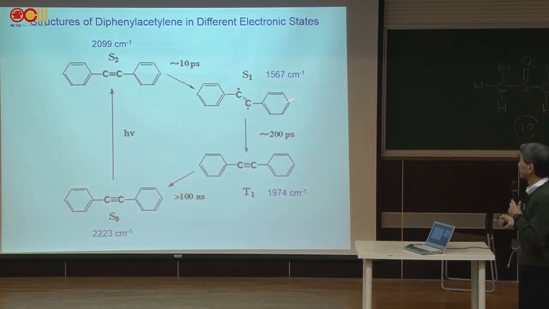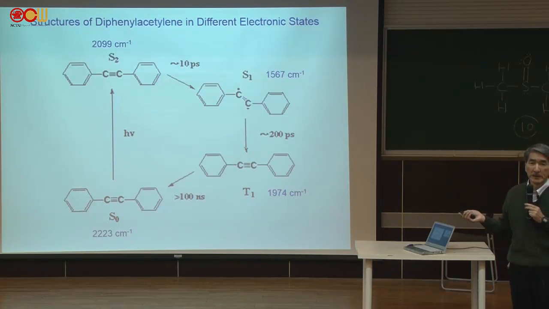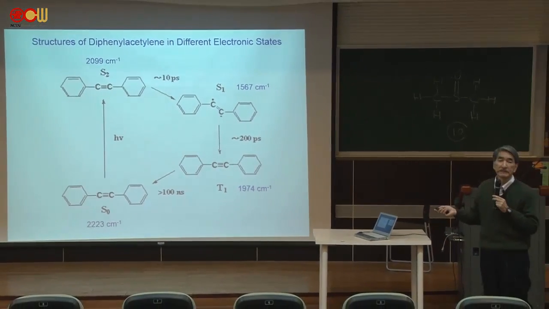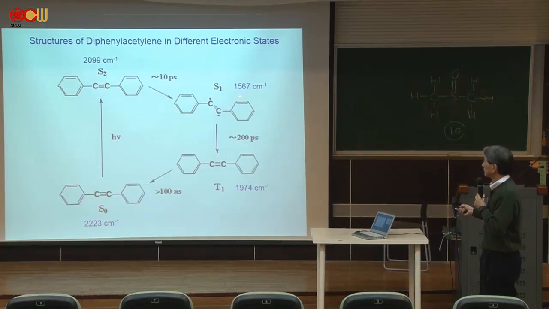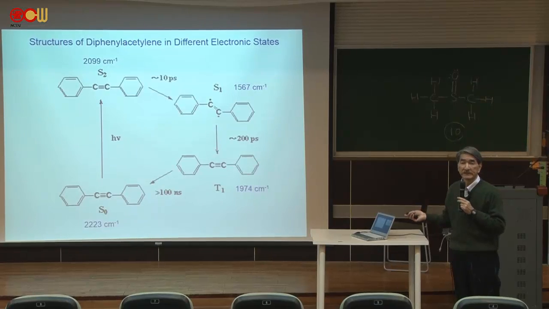But if you look at this one, we are very surprised that in the S1 state, the lowest excited singlet state, the wave number was 1567. The 1567 is the wave number of the double bond. So we found that in the S1 state, the diphenylacetylene takes this kind of structure. It's very similar to styrene. If you have two hydrogens here, it's styrene, and it's a double bond. We are very, very sure that this is a double bond because of this frequency.